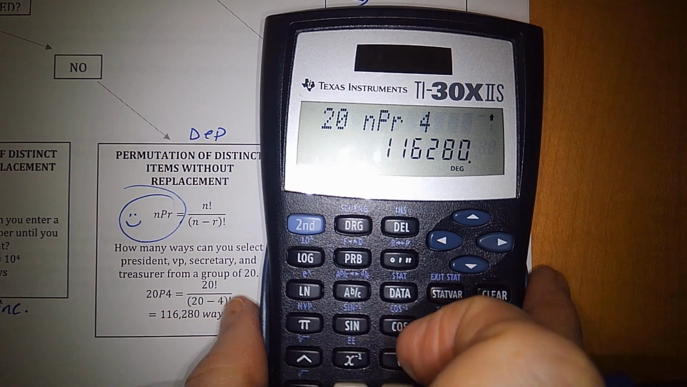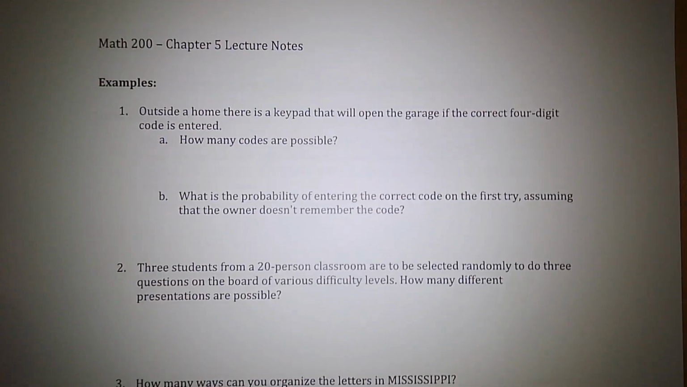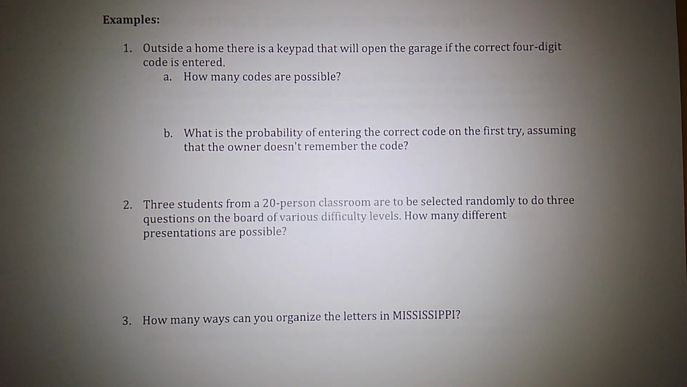So let's go through a couple of scenarios using these, and then we'll wrap this chapter up. So for number 1, outside a home, there's a keypad that will open the garage if the correct 4-digit code is entered. So this is very similar to the locked briefcase example that we just did. And it asks how many codes are possible.